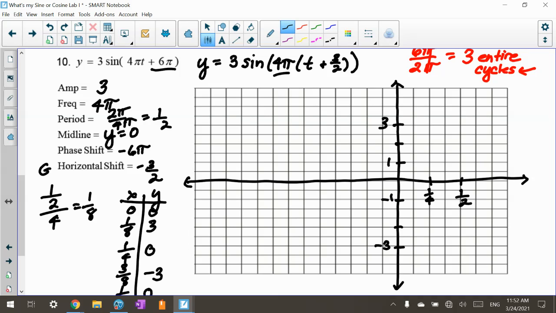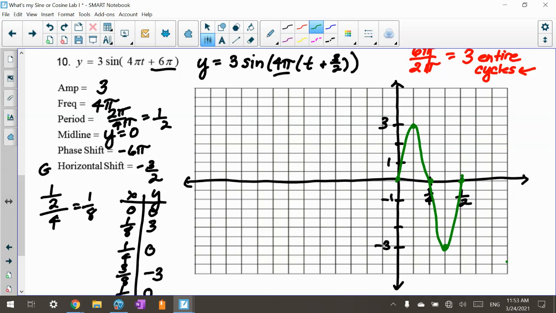So if I were to graph this original one, and actually I'm going to do this one in green, or else you're not going to see what I'm doing, it's 0, 0. At 1/8, I go up to 3. At 1/4, I'm back to 0. At 3/8, which is in between these, -3, and then back up to 0 at half. So this graph looks like this.